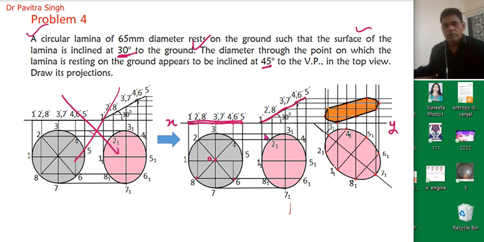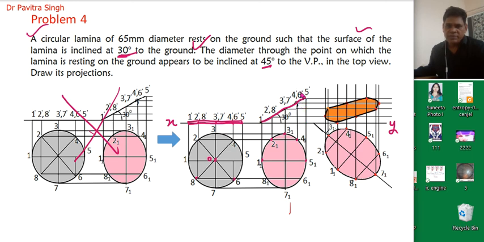Okay, so now we will draw vertical line from point 1 dash, horizontal line from point 1. So we will get this point 1 1. Similarly, vertical line from point 2 dash, horizontal line from 2. So this will be 2 1. Vertical line from point 3 dash, horizontal line from point 3. So we will get this 3 1. Vertical line from point 4 dash, horizontal line from point 4. So this will be 4 1. Similarly, vertical line from point 5 dash, horizontal line from point 5. So this will be 5 1.